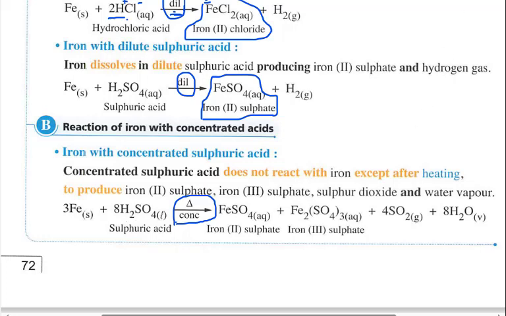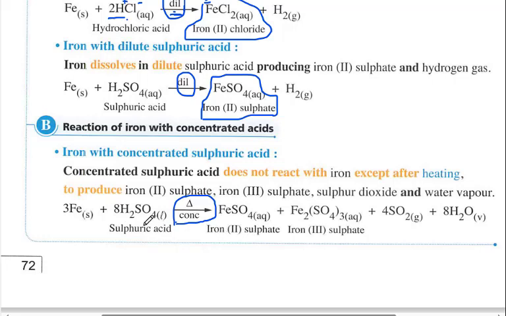Okay, so in this case iron reacts with concentrated sulfuric acid. Its physical state should be liquid here because it is concentrated, and it needs heat. There are two factors here, the oxidizing effect of sulfate and the reducing effect of hydrogen. The oxidizing effect of sulfate makes ferric sulfate or iron 3 sulfate. And the reducing effect of hydrogen makes ferrous sulfate or iron 2 sulfate.